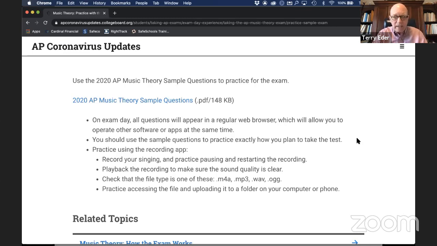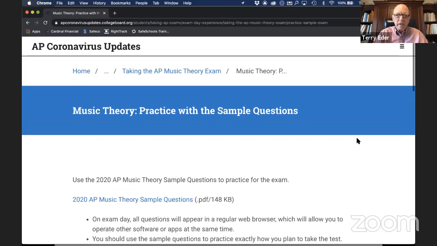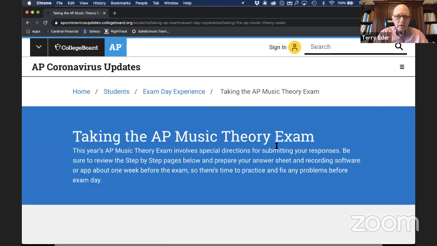on May 19th. Practice using the recording app, record your singing and practice pausing and restarting the recording, play back the recording to make sure the sound quality is clear, check about the file type, and then practice accessing the file and uploading it to a folder on your computer or phone. I think those are some very important things to think about. And I'm going to go back here.